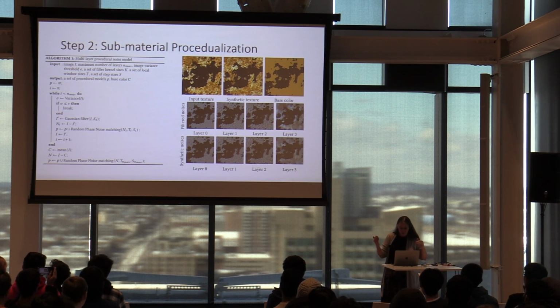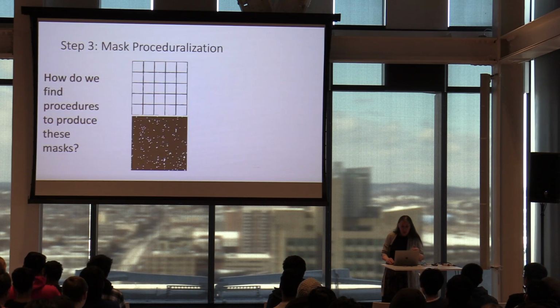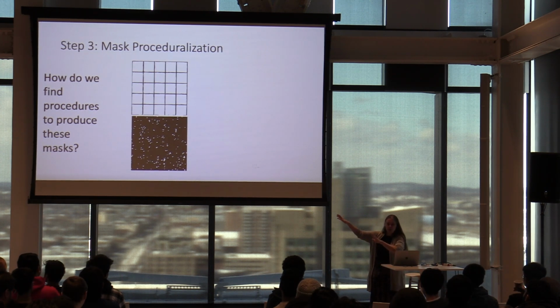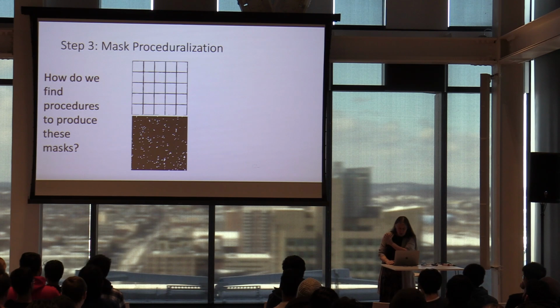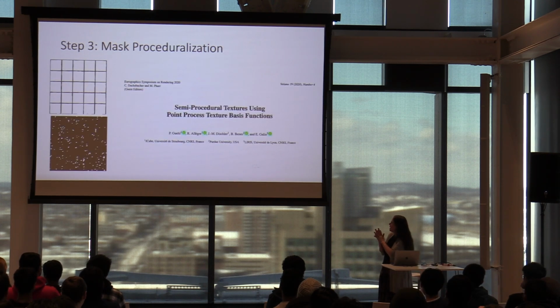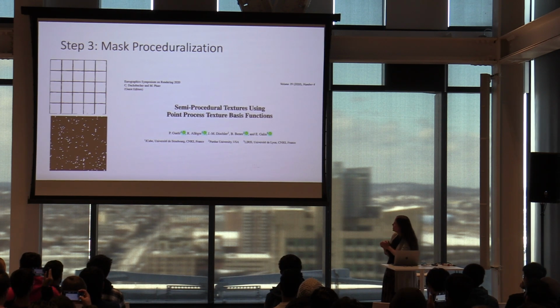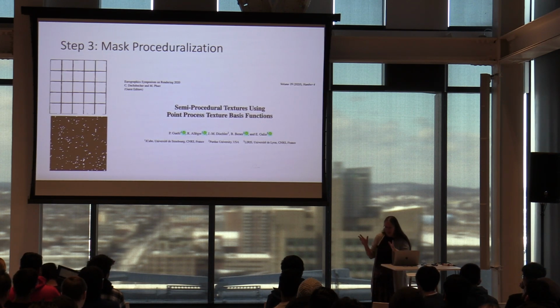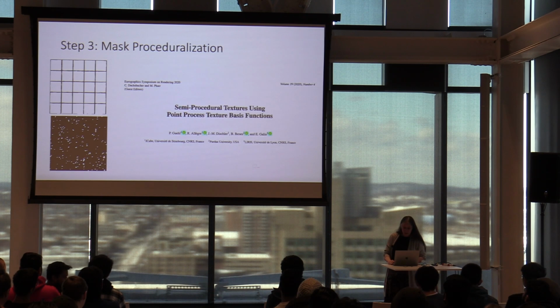And then given that segmentation, we can model each component material with a hierarchy of noise functions. And then we just have to somehow come up with a function for the masks that separate out one material from another. Fortunately, to do that, there was a recent paper on texture basis functions, basically six fundamental functions with parameters that you can use to create a vast array of patterns.